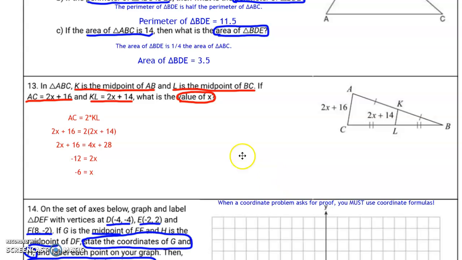Anyway, question number 13. It tells us that K is the midpoint of AB and L is the midpoint of BC. It's basically telling us that KL is a midsegment. If it's a midsegment, then it is half the size of its opposite base. In other words, I can take AC and set it equal to twice the length of KL. Solving is just algebra, which gives me -6 is equal to x. It's okay that x is negative. I'm not upset, so neither should you be.